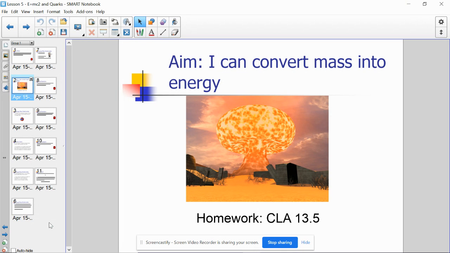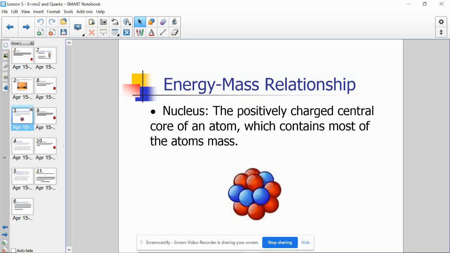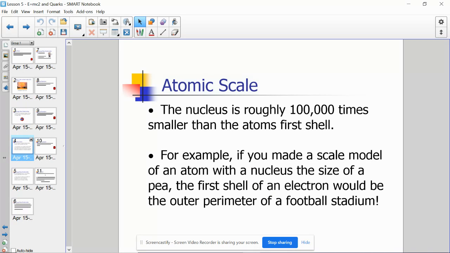This is probably one of the most famous equations in physics, E equals mc squared, the Einstein equation. What we want to do is try to understand the relationship between energy and mass. If we look at the nucleus, we have these positively charged particles in the center where most of the mass is, and we also have strong forces holding this nucleus together. We can actually convert that mass into energy, basically annihilate that nucleus and convert all that mass into straight up energy.